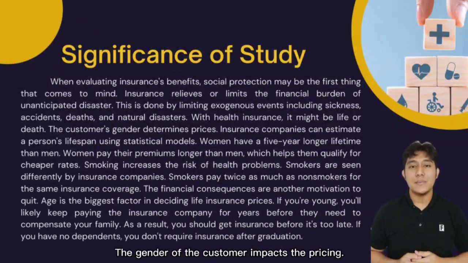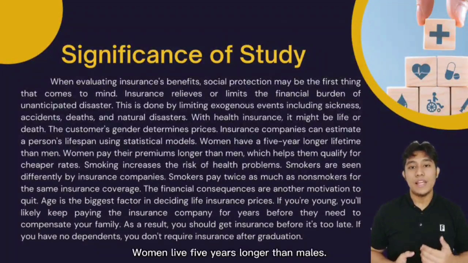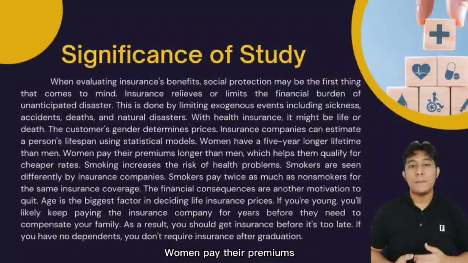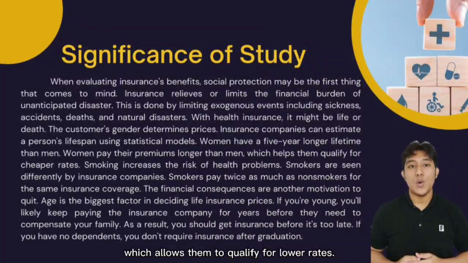The gender of the customer impacts the pricing. Statistical models can be used by insurance firms to predict a person's longevity. Women live 5 years longer than males. Women pay their premiums for longer periods of time than men, which allows them to qualify for lower rates.